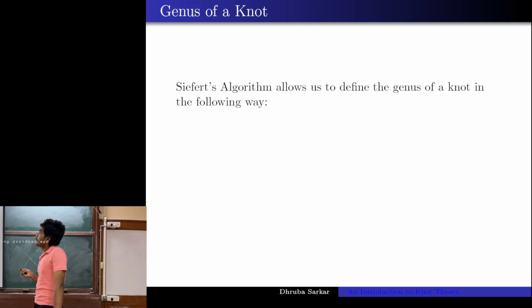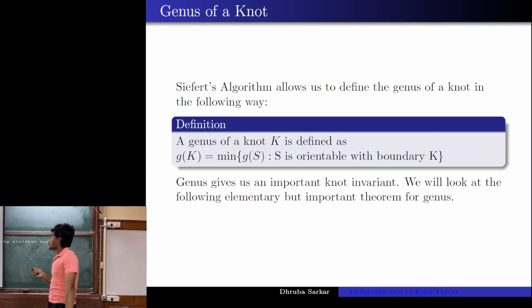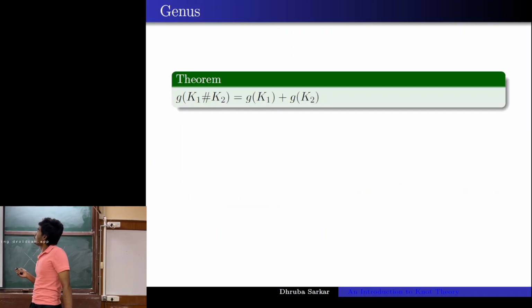So Seifert's algorithm allows us to define the genus of a knot. What is the genus of a knot? It's just the minimum of the genus of all orientable surfaces whose boundary is the knot. And this is actually a very important knot invariant. And then we'll look at the following elementary but important theorem for the genus of a knot. The theorem says that the genus of K1 hash K2 is just g of K1 plus g of K2.